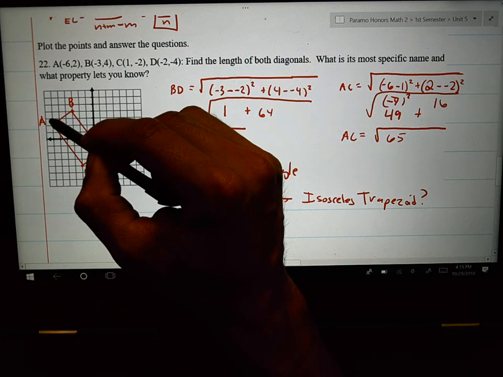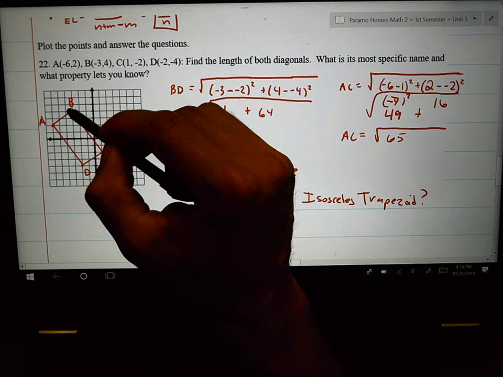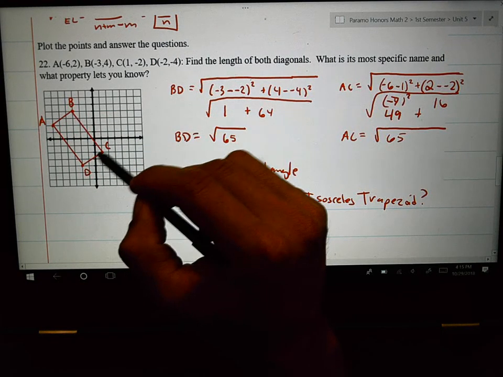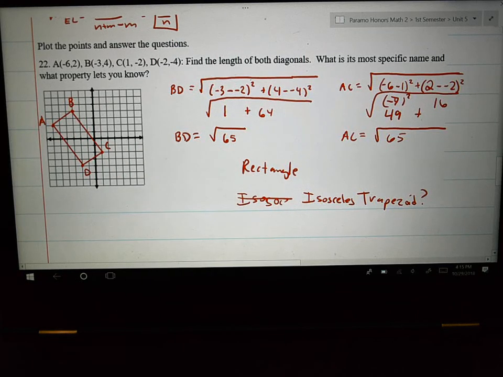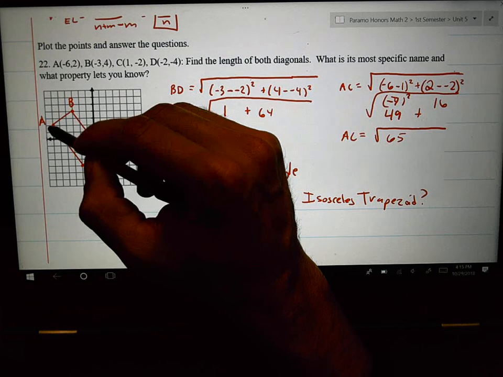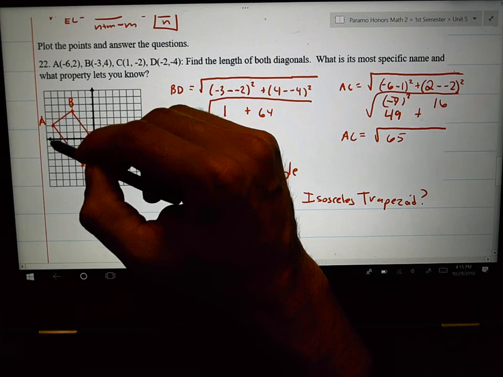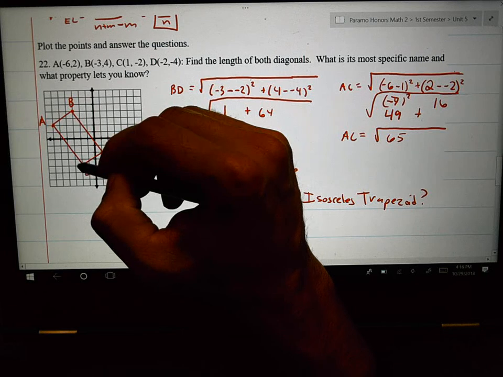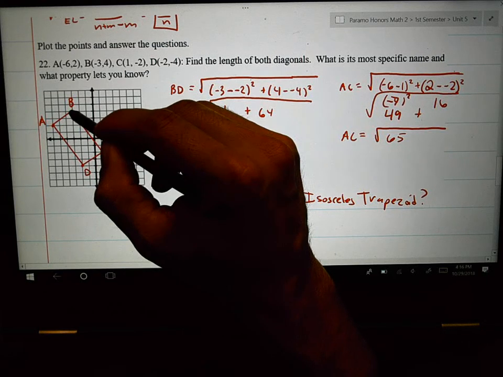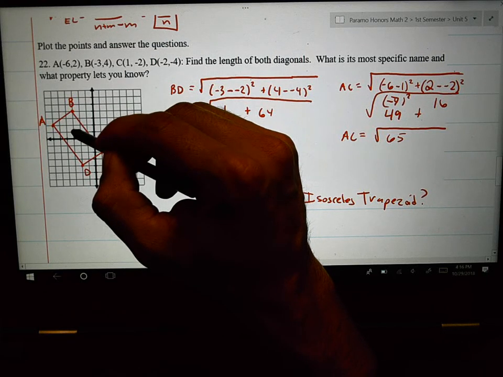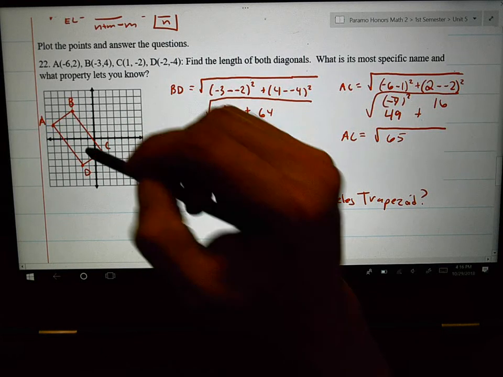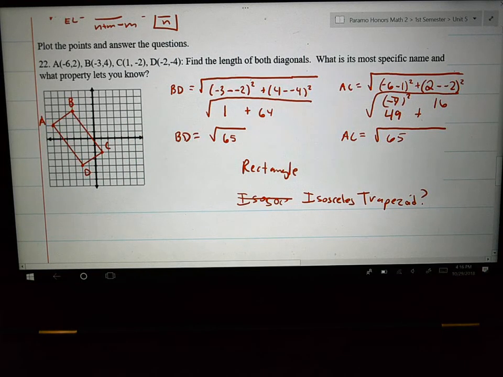Up 2 over 1, 2, 3. I'm going to check this slope. Up 2 over 1, 2, 3. This slope is the same as that slope. It means they're parallel. Let me check the slope of AD. Down 1, 2, 3, 4, 5, 6 over 1, 2, 3, 4. Down 6 over 4. Let me try that again. Down 1, 2, 3, 4, 5, 6 over 1, 2, 3, 4. The slope is negative 3 over 2 on both.